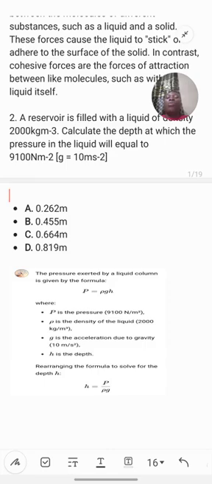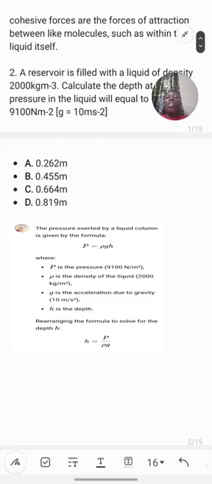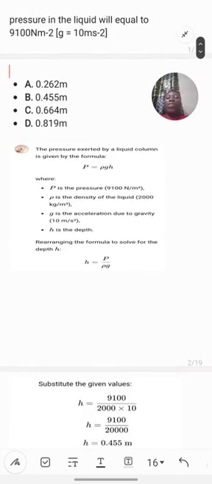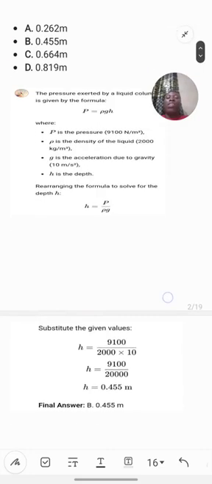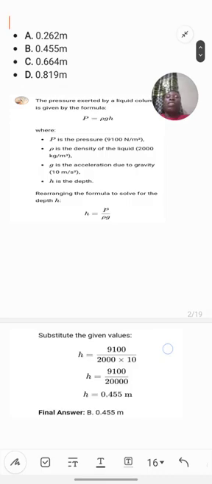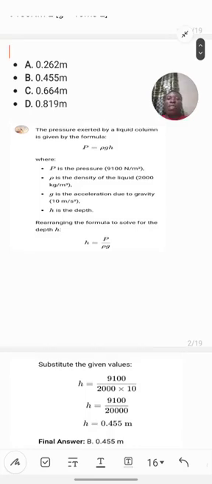Since we are looking for h, we have to rearrange the formula. So that would be h equals P over ρg. Then that will be 9,100, which is the pressure, divided by the density, which is 2,000, multiplied by 10, which is gravity. So if you divide that, definitely the depth that we are looking for, which is h, will be 0.455. So the correct option will be B.